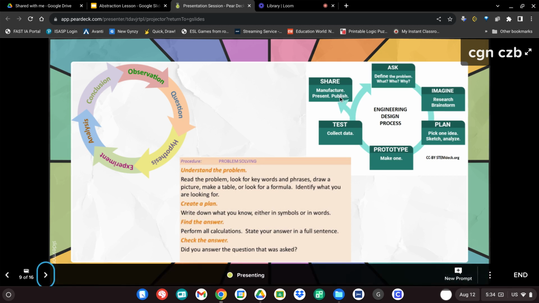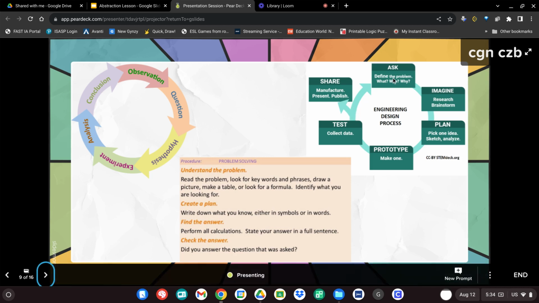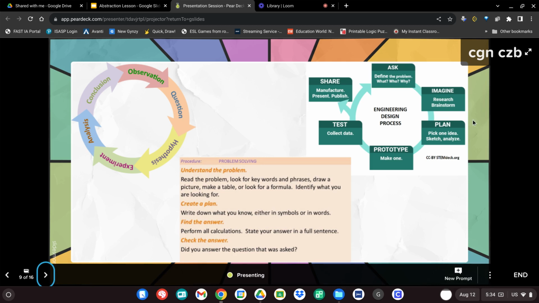Then, if it did work, you're going to share it. You're going to manufacture it. You're going to present it or publish it. If it didn't work, then you start again. You define the problem. Well, why didn't it work? So now you have a new question. And then you research or brainstorm ideas to fix the problem you have now. And then you just keep going.